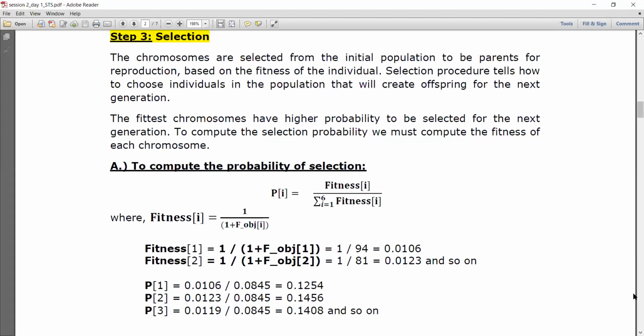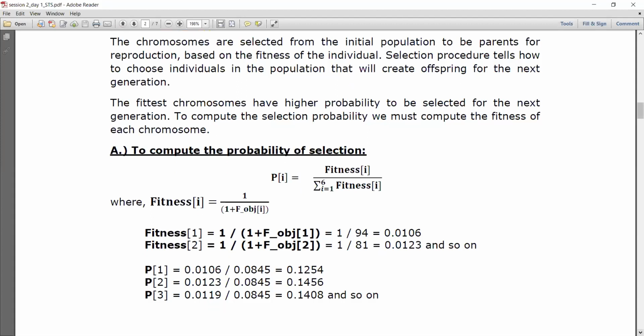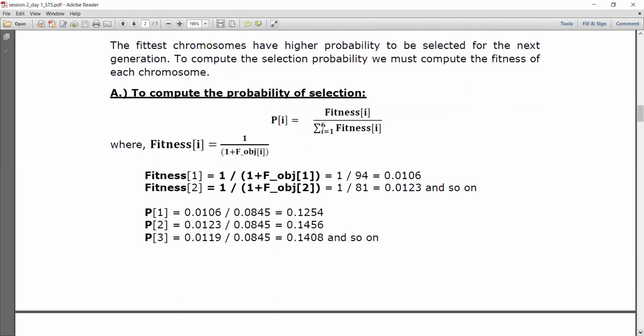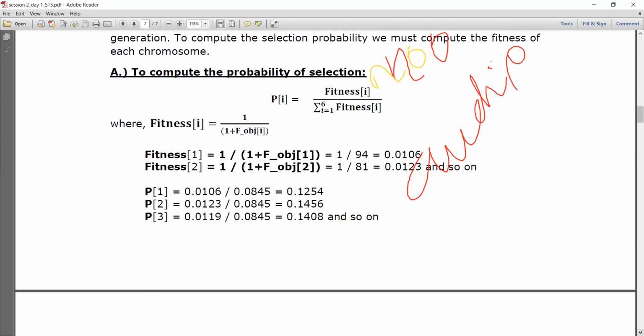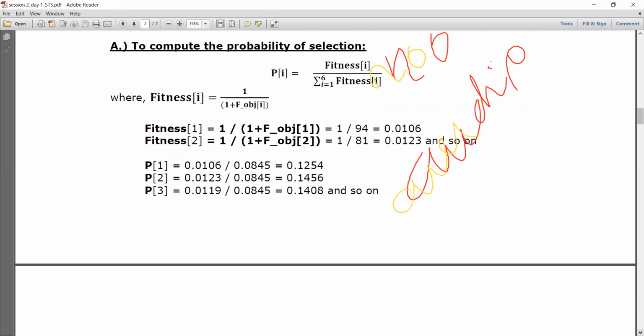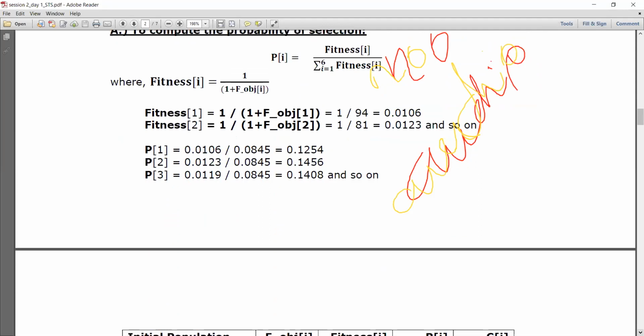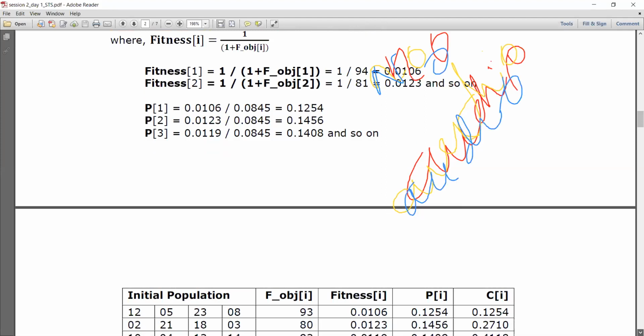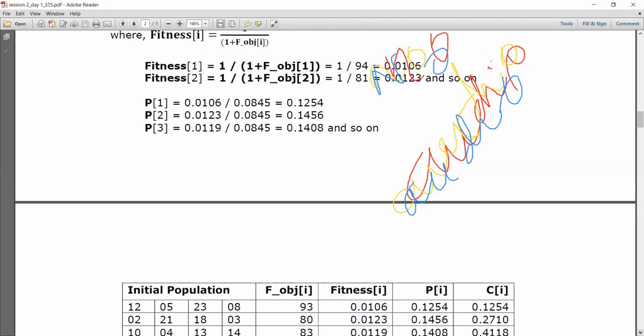Now what are we going to do? We are going to use this formula, which shows that the fitness of each individual can be calculated as 1 divided by F objective. But I have used 1 divided by 1 plus F objective. Why? To avoid the divide by 0 problem. Otherwise, if the objective becomes 0 at some point, you will get infinity, and that will hinder the process in the computer. So we will avoid that. So now next is 1 by 94.